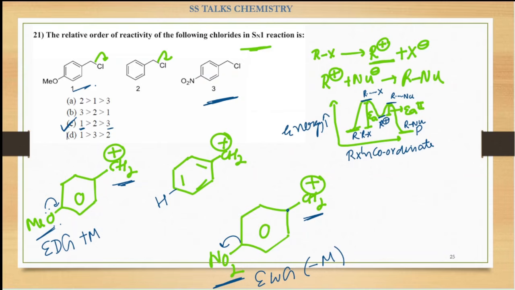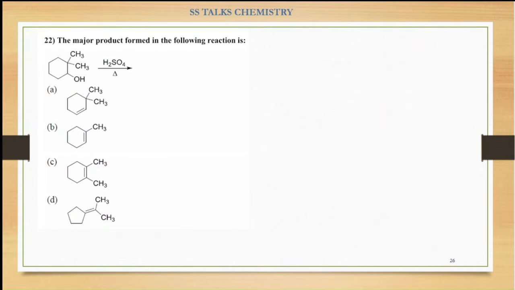Okay, so this is how, on the basis of SN1, the rates have to be decided. Now the next question we have is this one. Here we have to find the major product formed in the following reaction. A 6-membered ring is given to us, with two alkyl groups attached to it, and at this position an OH group is attached, and in the reaction medium H2SO4 is given to us.